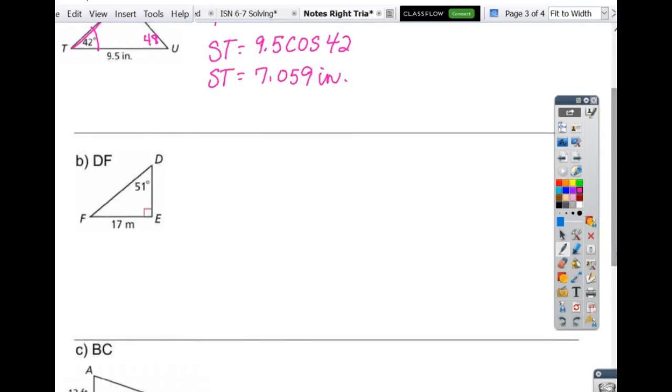On B, what am I looking for? I'm looking this time for the hypotenuse.